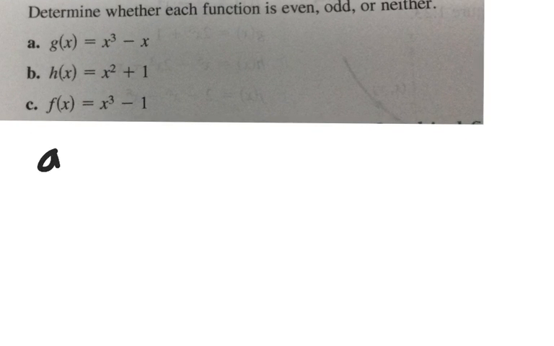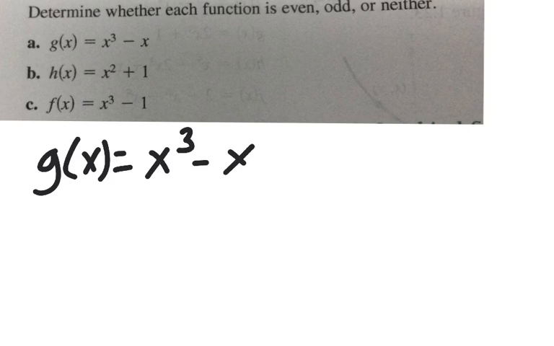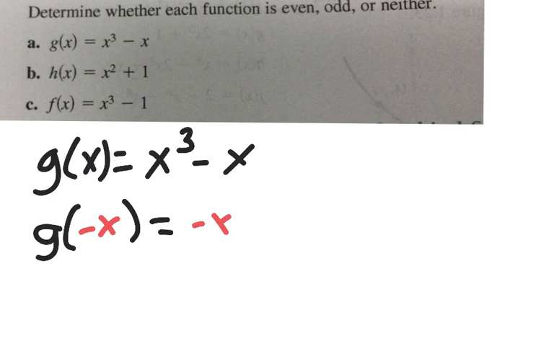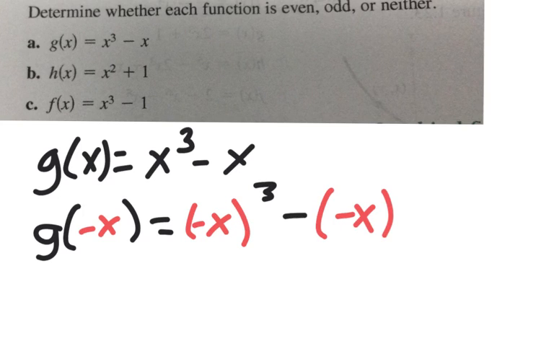So what did I start with? I start with g of x equals x to the third minus x. Now I'm going to plug in a -x. That's how we determine both even or odd. I plug in a -x. All right, so what does that mean if I'm plugging in -x? Everywhere there used to be an x, now I'm plugging in negative x. Just like what we've done before. So this is now negative x cubed minus negative x. Everywhere there used to be an x, I'm plugging in negative x.